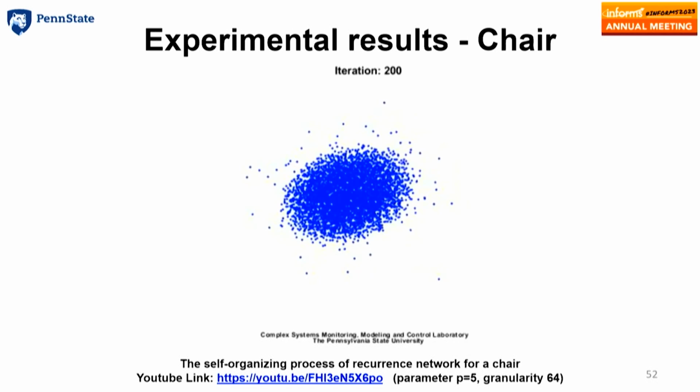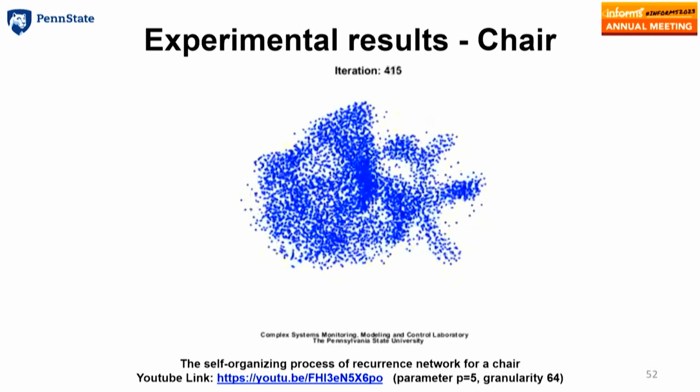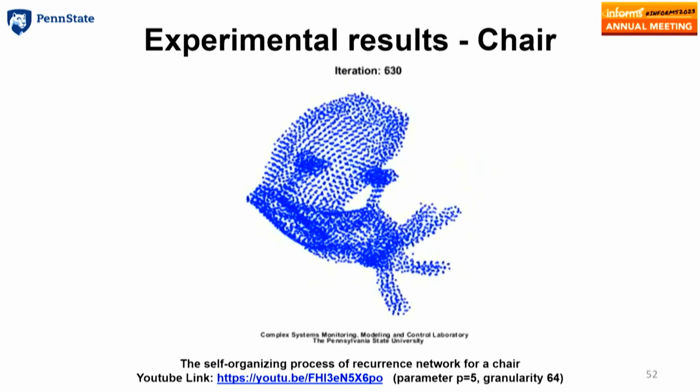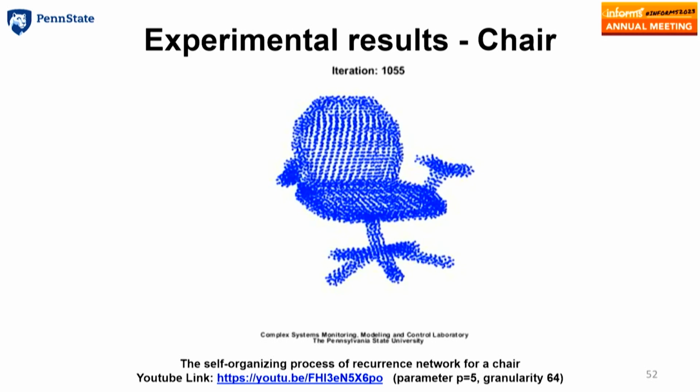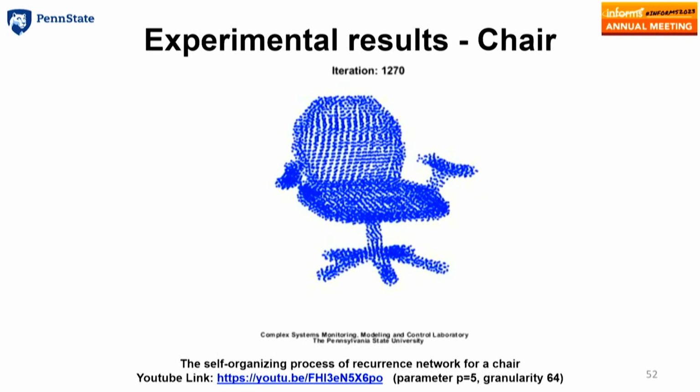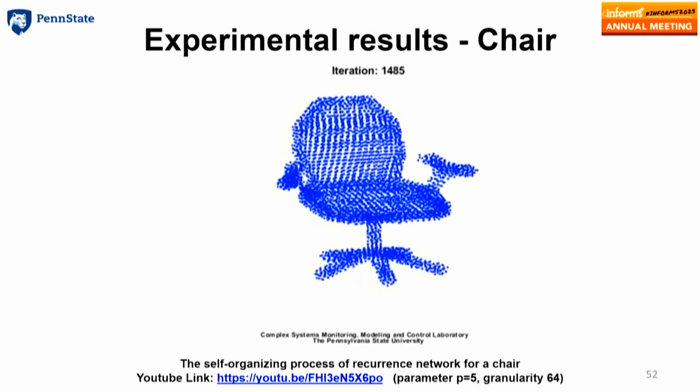And now let's see an animation of how this self-organizing process works. From the initial conditions, we see it actually self-organizing into a chair. This is the self-organizing process of a recurrence network for a chair, and this animation is available on my YouTube channel. So this is for the computer chair.